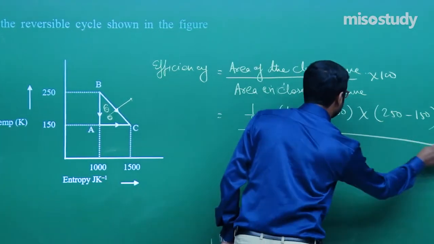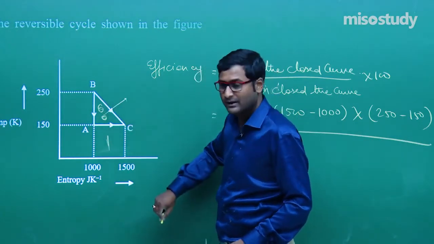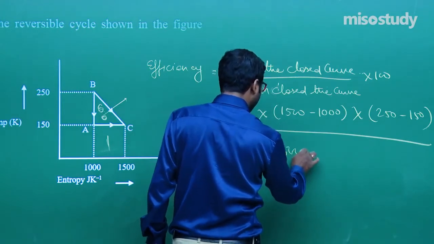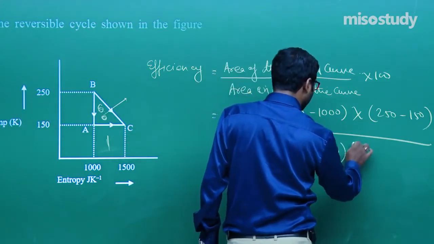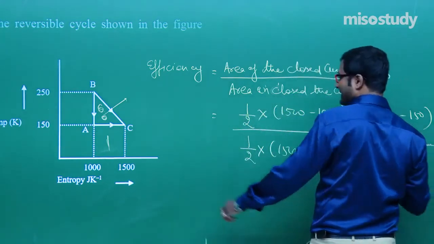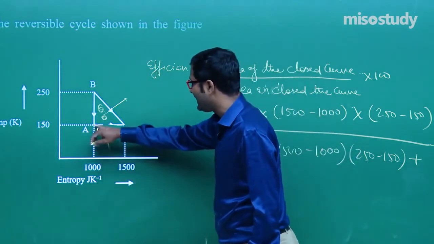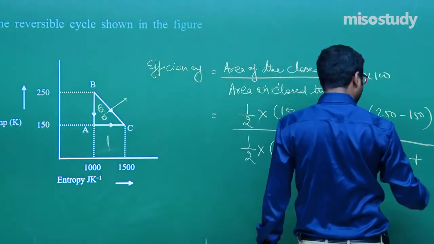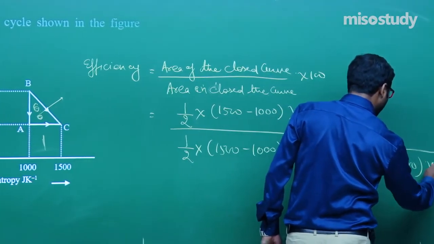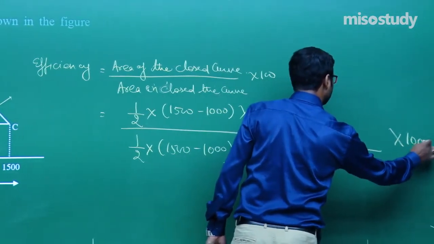Now, the area enclosed by the curve is this area and this area. This area is half into (1500 minus 1000) into (250 minus 150), plus this rectangle. What is the area of the rectangle? That is L into B. This one is L and this one is B. So L into B is (1500 minus 1000) multiplied by 150. Clear to you? And multiply by 100.